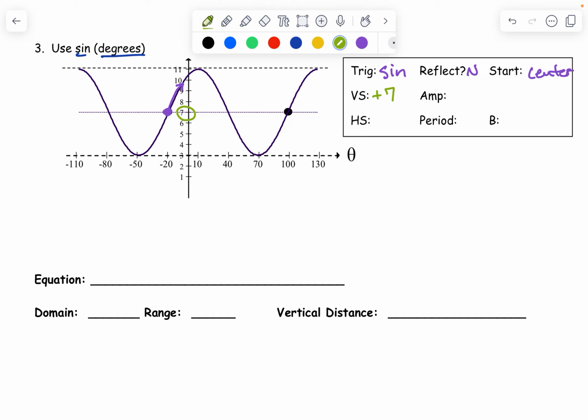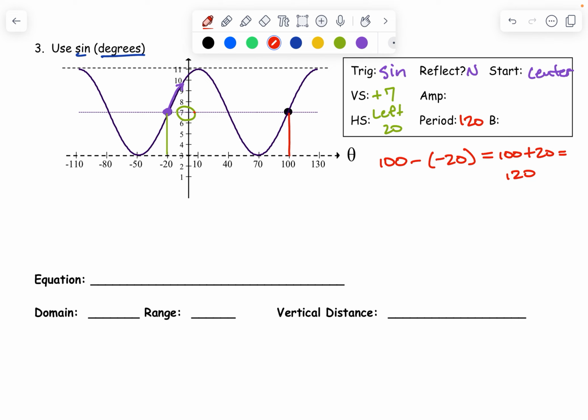Horizontally, our first point here is at -20. So it's been moved left 20. And then our last dot is over at 100. So if we take our final minus the initial, that turns into 100 plus 20, which is 120. That gives us a period of 120.